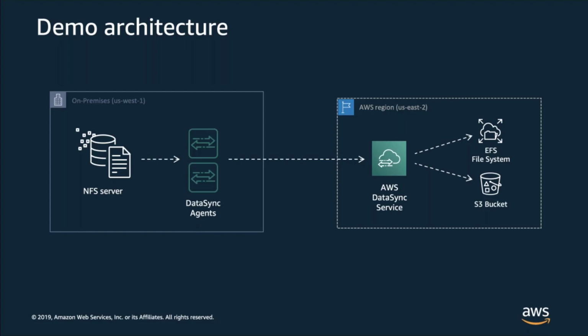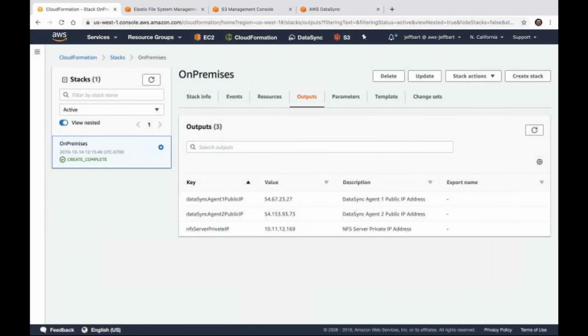So with that, let's jump into our demo and let's take a look first at some of the resources that have been deployed. So here I am, I'm in my Northern California region, that's representing my on-premises environment. And using CloudFormation, I deployed my 2 DataSync agents and my NFS server. You can see the IP addresses for those here. We'll reference those in a little bit as we start using DataSync.